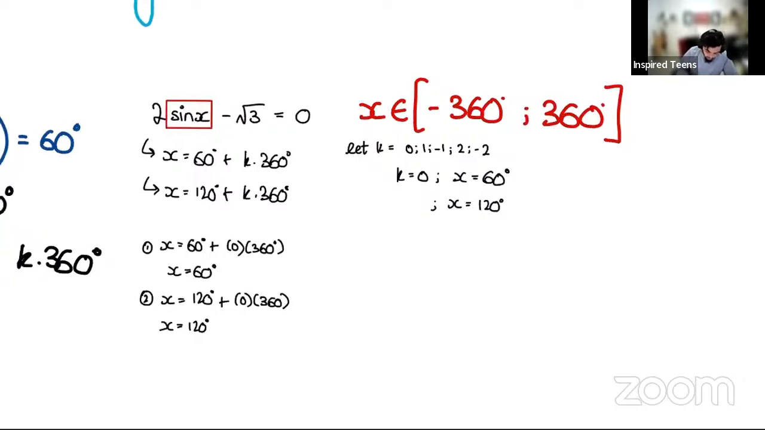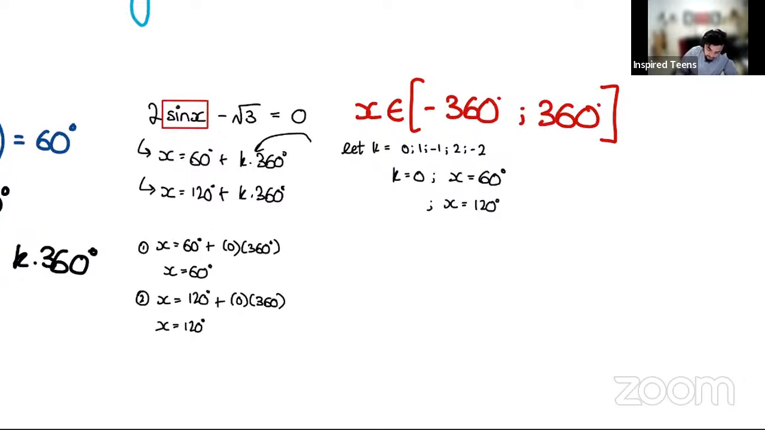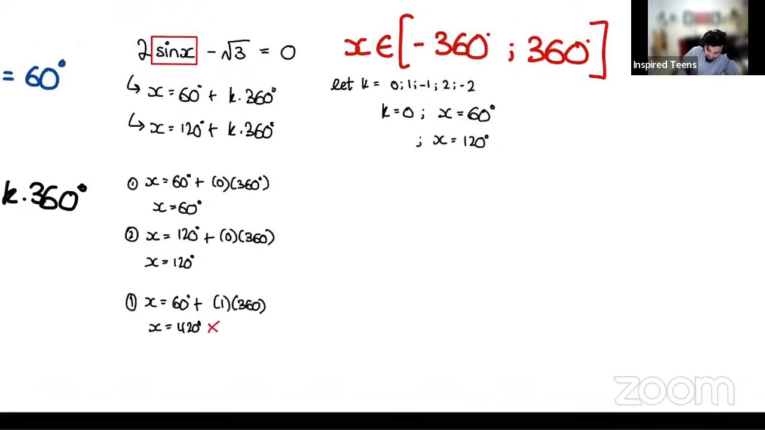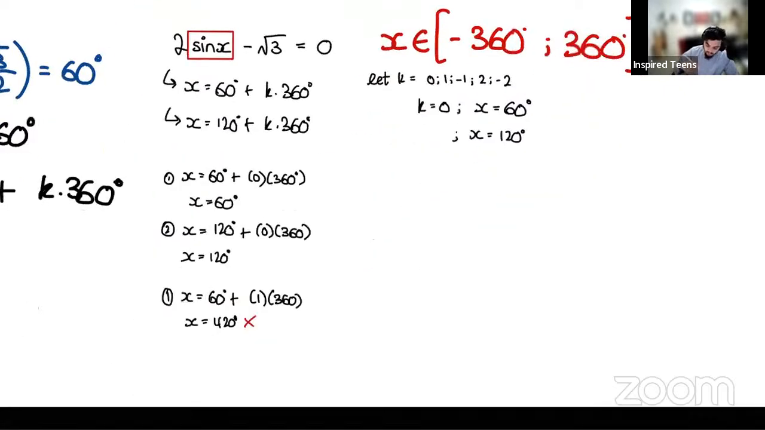But now let's try 1. Okay, so I'm not going to write it down, but I'm going to plug 1 into this. I'm going to do it in my calculator. So I'm going to say 60 plus 1 times 360, which is basically 360. And it gives me 420, which is not within my given interval. It's past 360, so I will not take it down. That's why I won't even write K is equal to 1 just yet, because I know that for now, when I plug K in, I'm not getting a value within the interval, so I don't write it down.